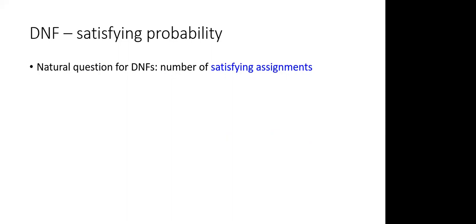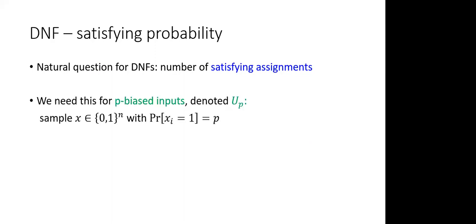So here's a natural question for DNF that has been studied a lot in TCS. How many satisfying assignments do they have? Right? Like, do they have one? Are all of the assignments satisfying? Is it a large number of them? These are questions commonly studied in TCS. And actually, what we're going to study here is what fraction of assignments is satisfied in a DNF. And we actually need it not just for the uniform distribution, but also for biased distributions.